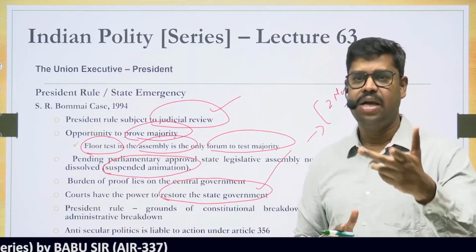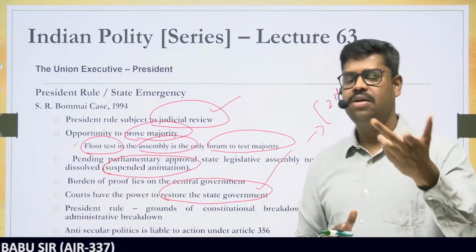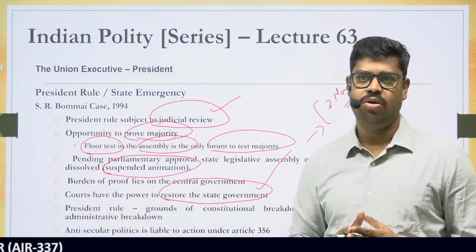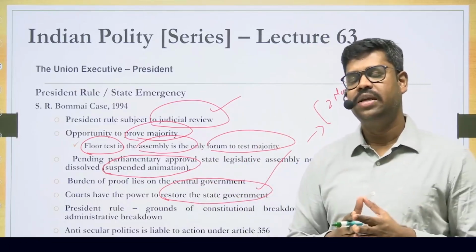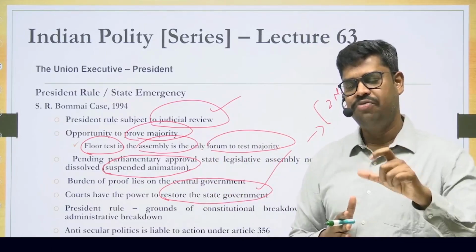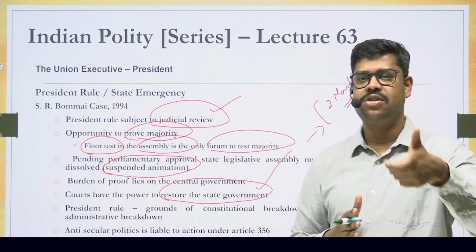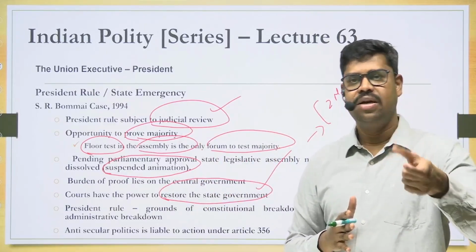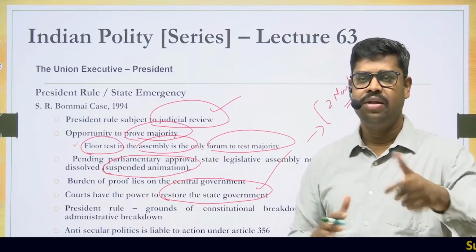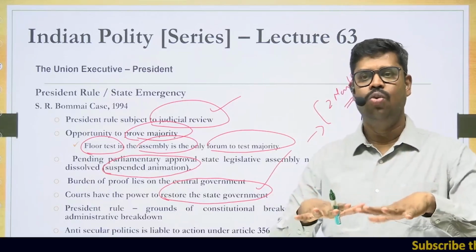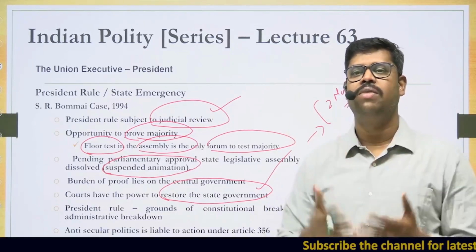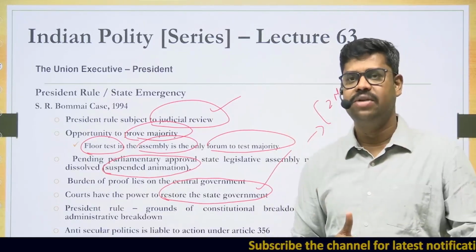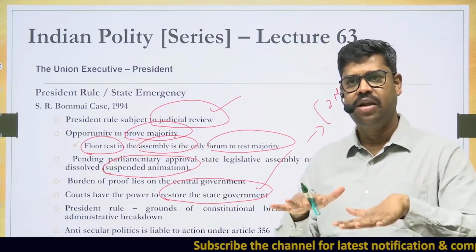The moment the parliament gives the approval, the legislative assembly will be dissolved, and then there has to be new elections. What is the reason for this? The reason is, in case the president rule is imposed and the parliament does not give the approval, then the legislative assembly would continue to function. And from the legislative assembly, a new government can be elected. The previous government is gone since the president rule is imposed, but still the legislative assembly is there.